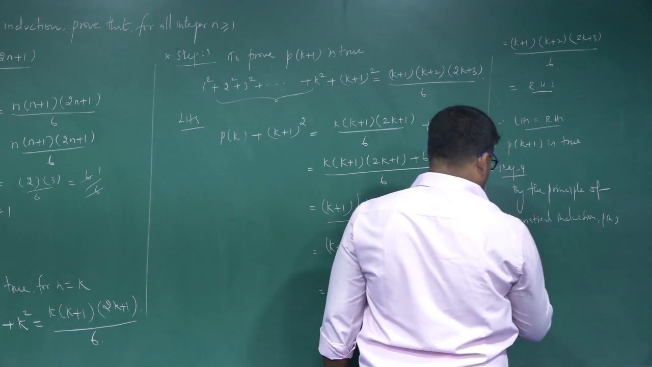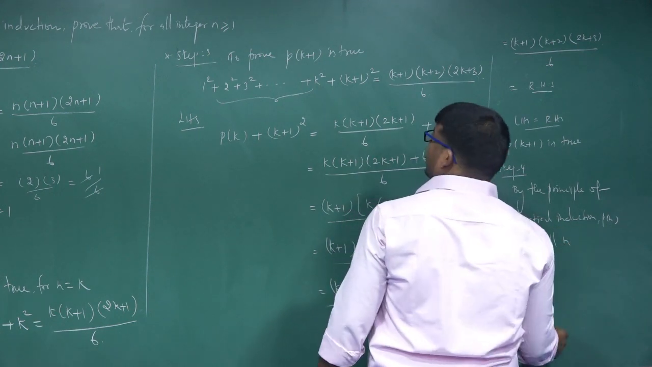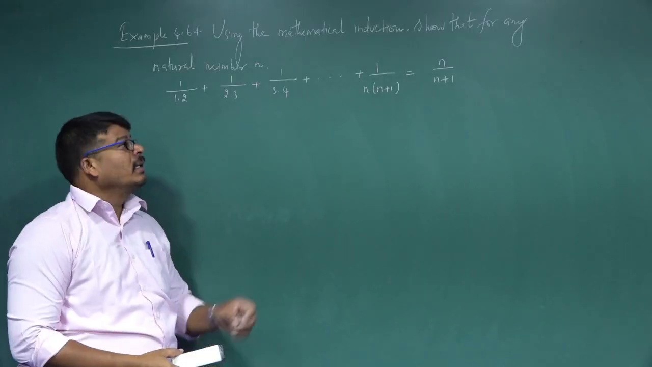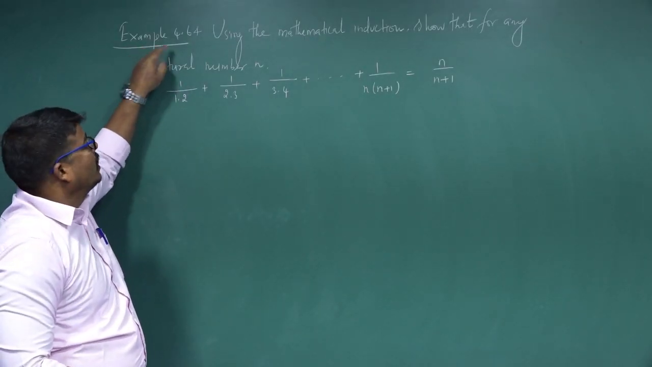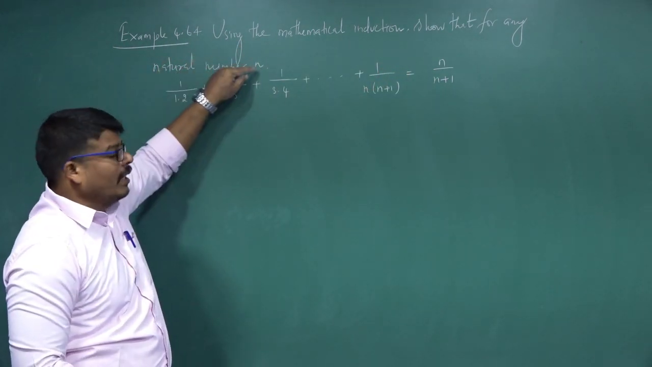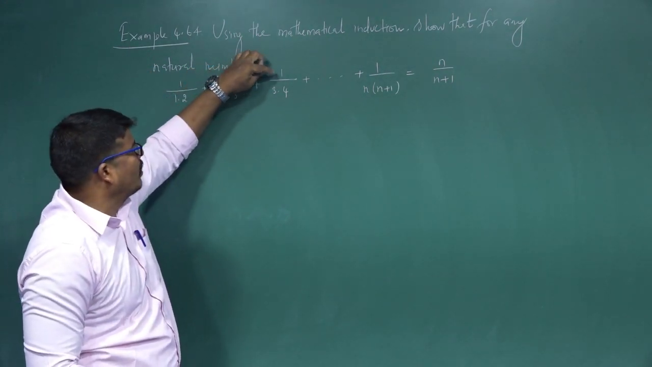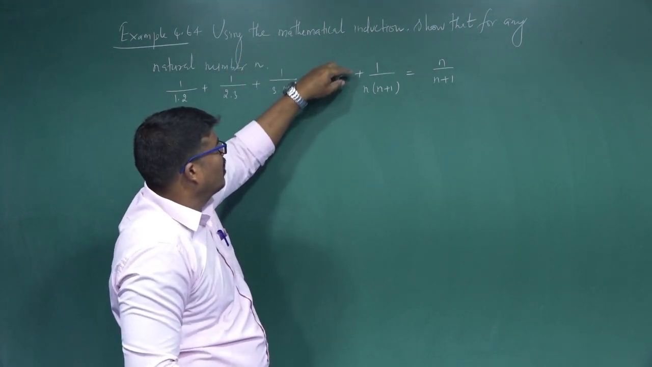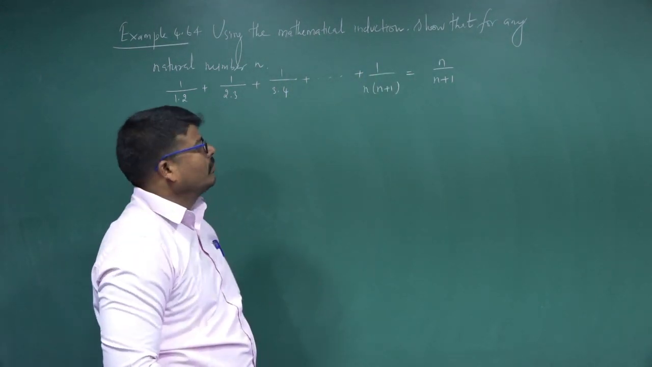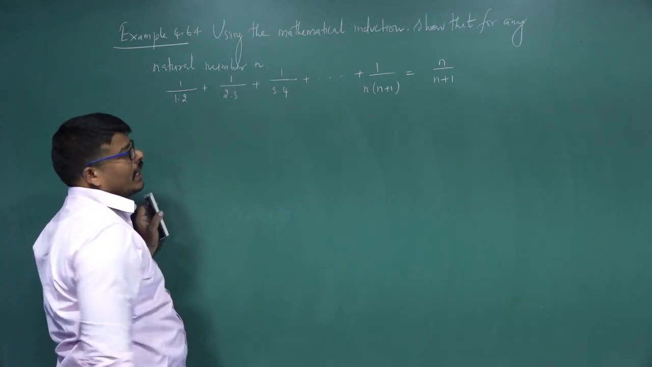P of n is true for all integers n greater than or equal to 1. Next problem, example 4.64. Using mathematical induction, show that for any natural number n, 1 by 1 into 2 plus 1 by 2 into 3 plus 1 by 3 into 4 plus and so on, plus 1 by n into n plus 1 equals n by n plus 1. You have to prove this by the principle of mathematical induction.